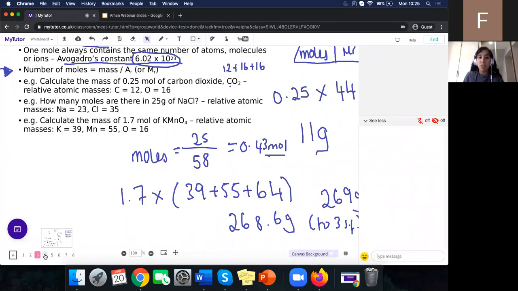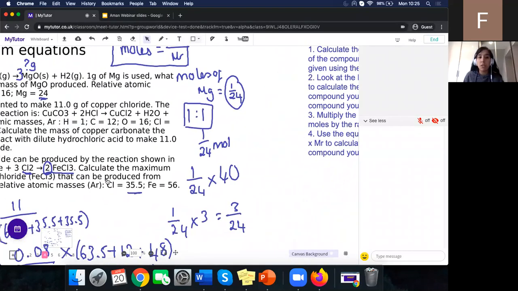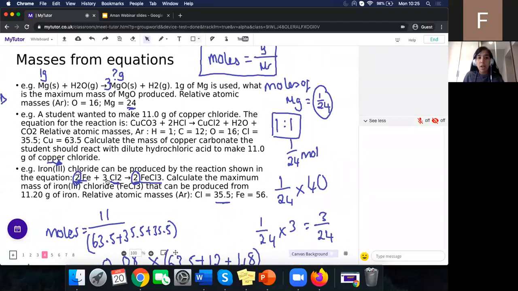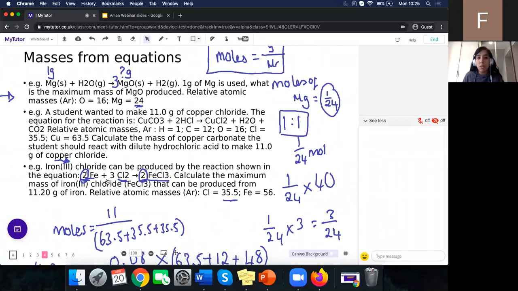But in exam questions, they will ask you to do it using a balanced equation. And using this balanced equation, they will give you the mass or the number of moles of one compound, and then you need to calculate the mass of another compound. And it's about using the ratios of the balanced equations to make sure that we can do that.